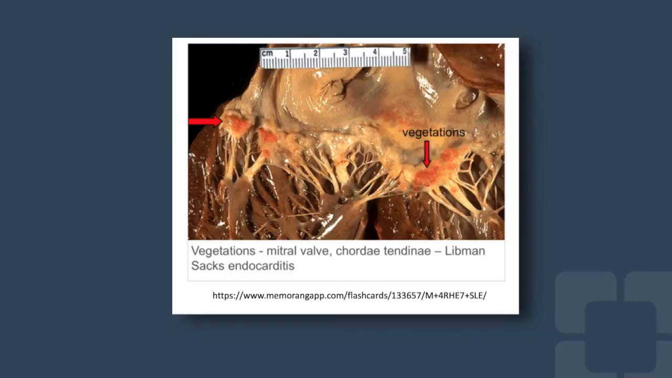Her pathology specimens were consistent with Libman-Sacks endocarditis. Seen here is what is typical of Libman-Sacks or marantic endocarditis. You can see small to medium-sized vegetations found on the line of closure in the chordae tendineae of the valves. Libman-Sacks vegetations are the only ones to be found on both the upper and lower sides of the valve surface.